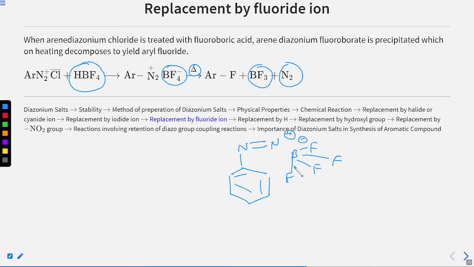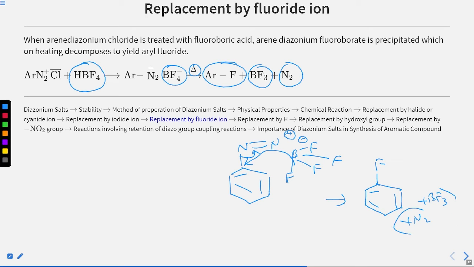So the negative charge will attack here. This will come here and we will get ArF, that is fluorobenzene, plus this BF3 and this N2. Clear? Got it? So this is the introduction of the fluoride group.